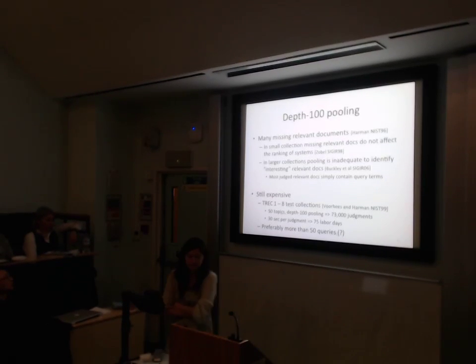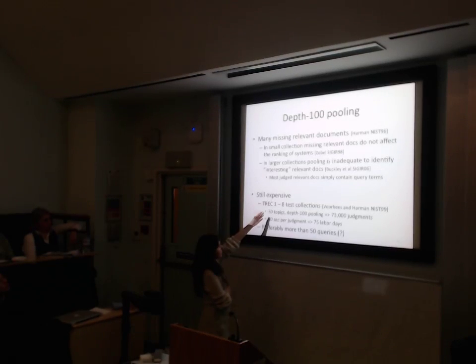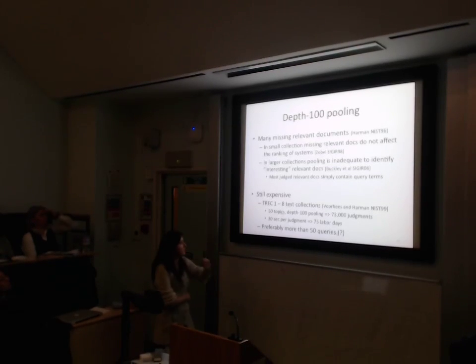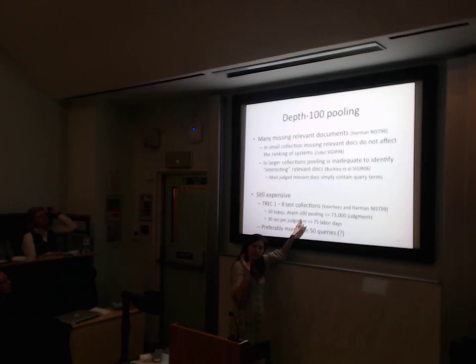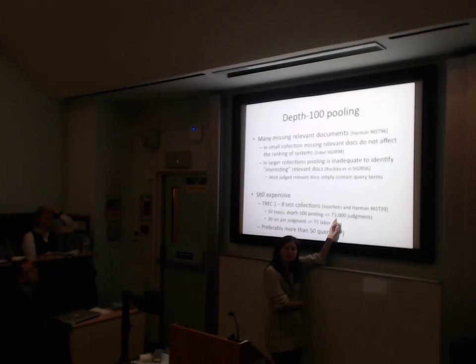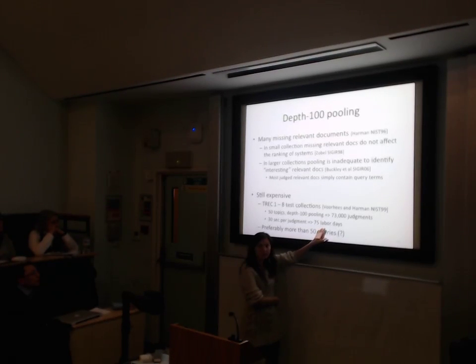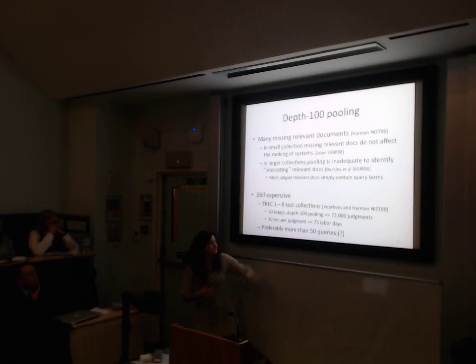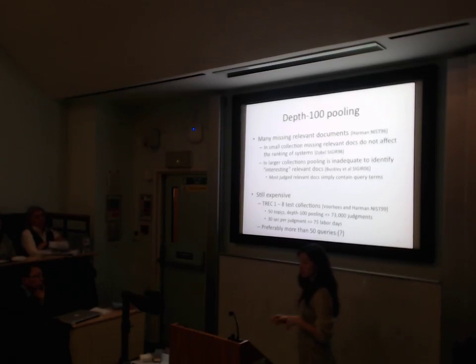One more problem was the depth-100 pooling. Even though it is useful to reduce the number of judgments needed, it was still kind of expensive. For example, in the TREC 1 to 8 test collections, which are really small test collections, they only had 50 topics. And if you compute the depth-100 pools over the systems submitted to TREC that year, you would obtain 73,000 different judgments. You would have to judge 73,000 different documents, and if you use 30 seconds to judge each document, this would take 75 labor days. Okay, this is just non-stop. Then this really becomes a big problem if you have more queries or much bigger document collections.